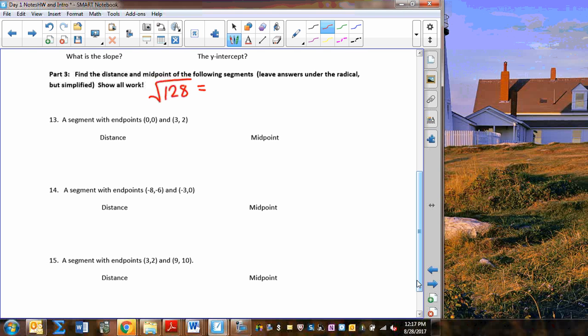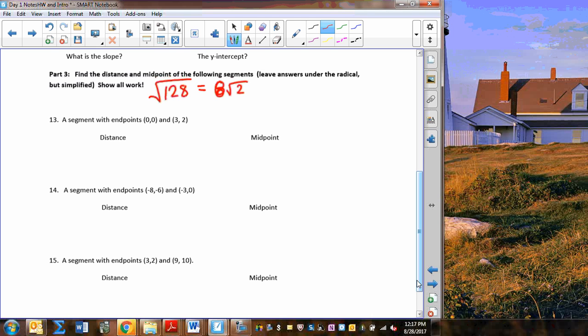Okay, anyone want to offer up their answer? Cameron? 6 times the square root of 2. Do we agree with that? No. No? What would you change? 8 instead of 6. So 8 root 2? Yeah. Are you good with that, Cameron?